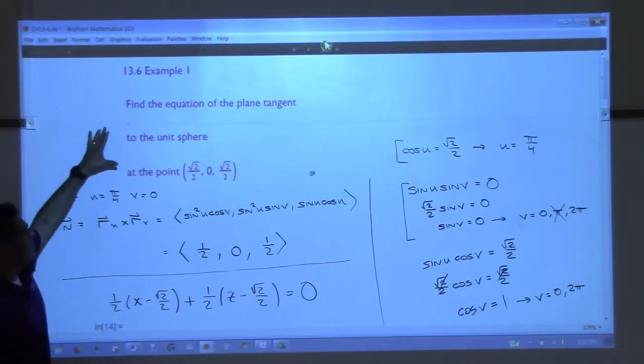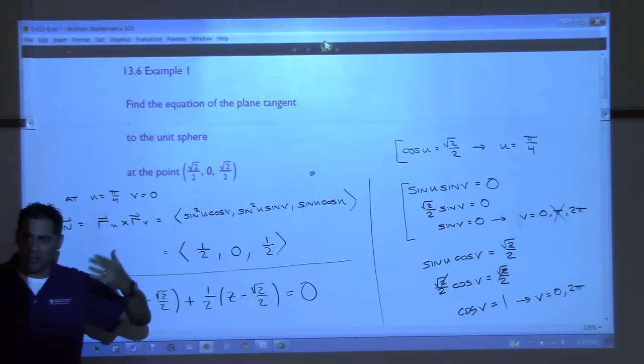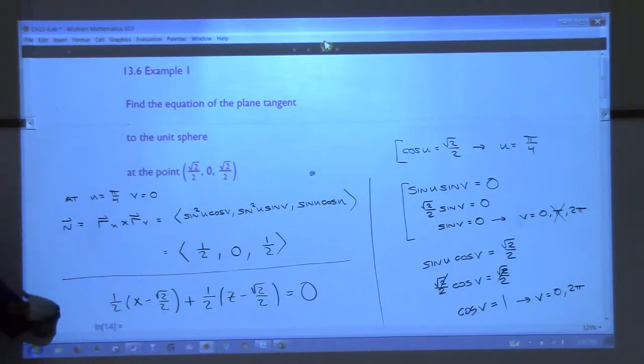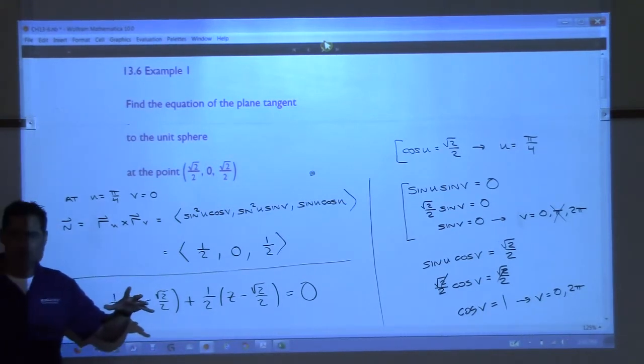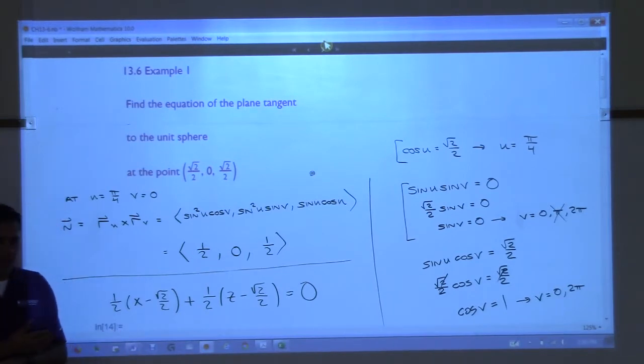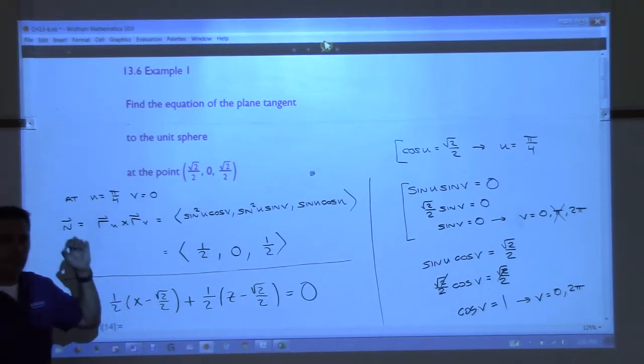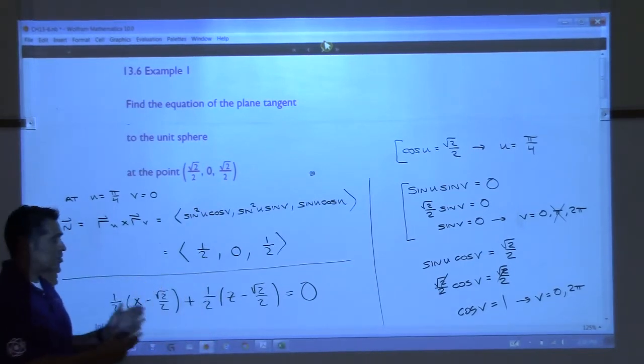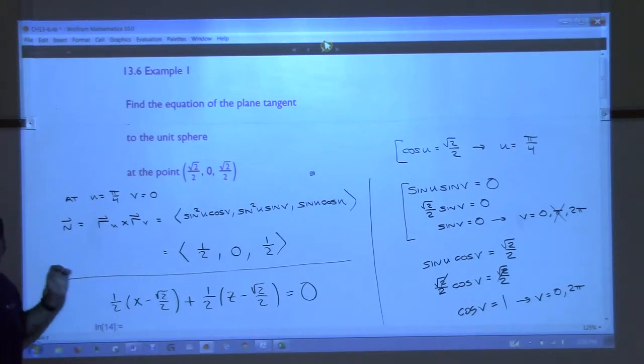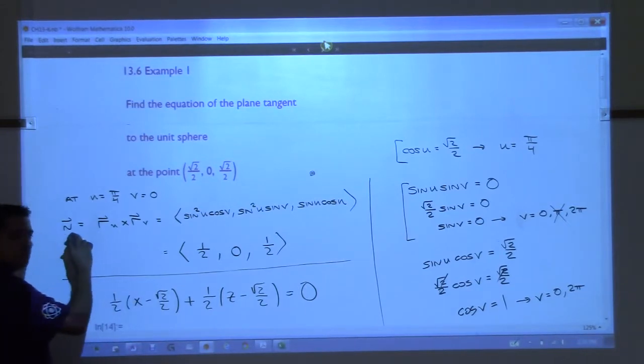We started out by coming up with the vector function of two variables that drew the surface. We took the partials, we crossed them. Then we asked, how do we get to this point? We figured out the u and the v that took us to that point. We plugged that into the partials to get our actual normal vector, and then plugged everything into the formula. All right, no questions? Keep going.